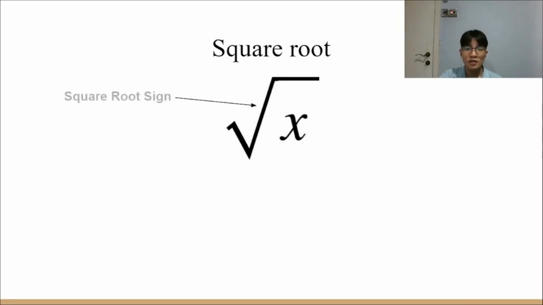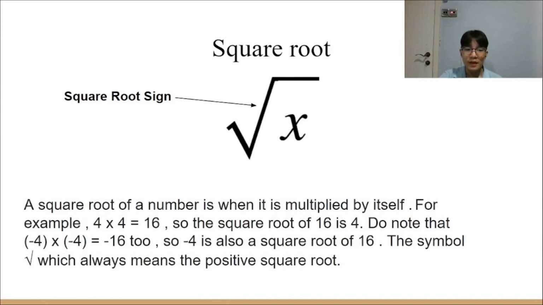Moving on to the last topic, square root. The square root of a number is a number that, when multiplied by itself, gives that number. For example, 4 times 4 equals 16, so the square root of 16 is 4. Do note that negative 4 times negative 4 equals positive 16 too. So negative 4 is also a square root of 16.